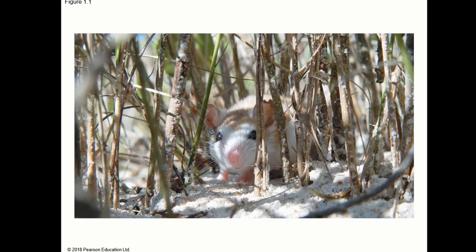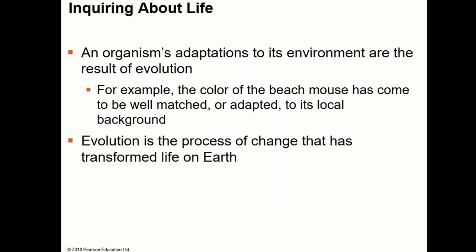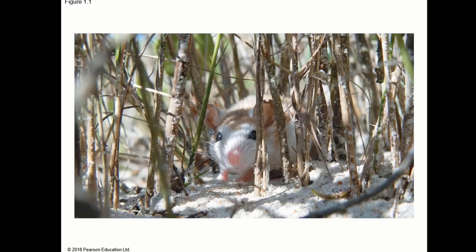So even this little fella here, they made an example that the color of this beach mouse has come to be well matched or adapted to its background. Why? There are a number of reasons that we're going to focus on in the future. Some of the reasons will be for protection against predators. If there are those who want to hunt this little fella, when its color resembles the ground or the area, it could be very difficult to notice it, or very easy for it to hide from its enemies.